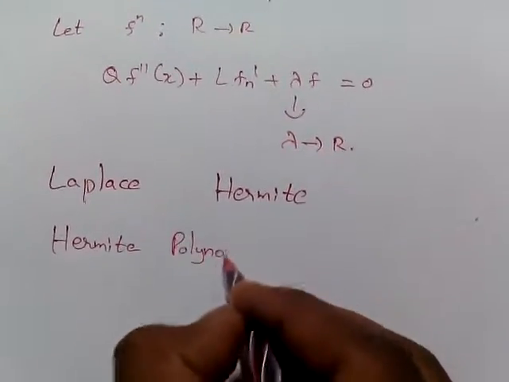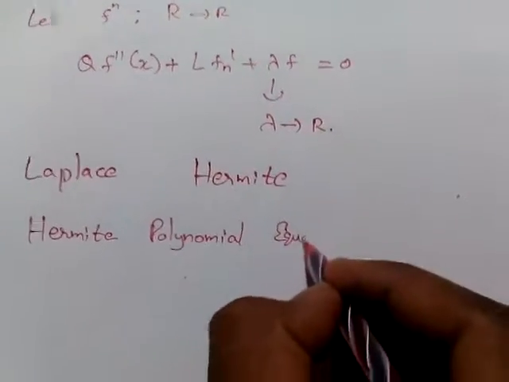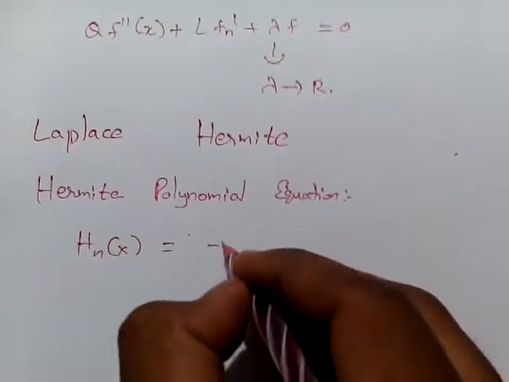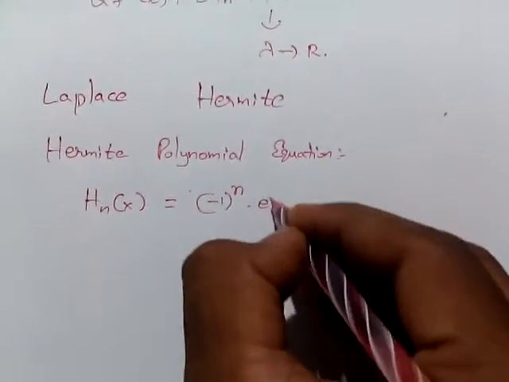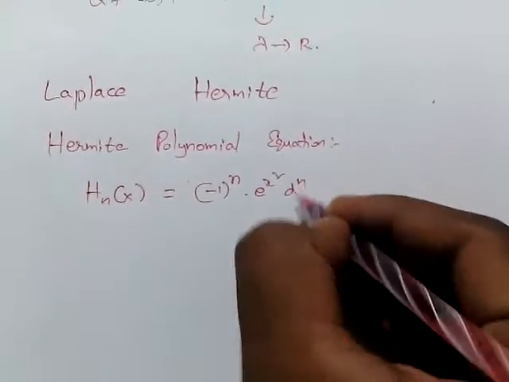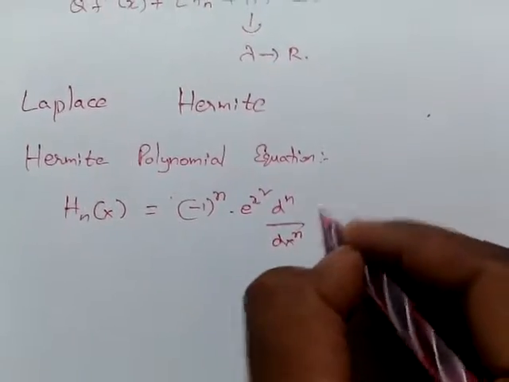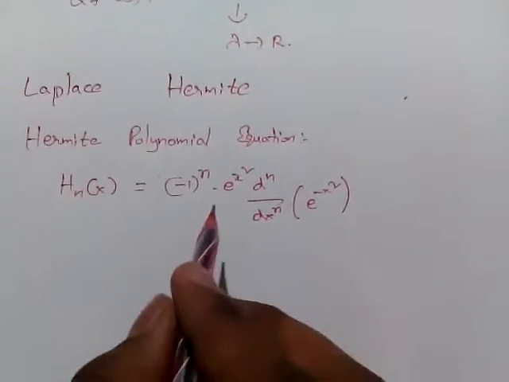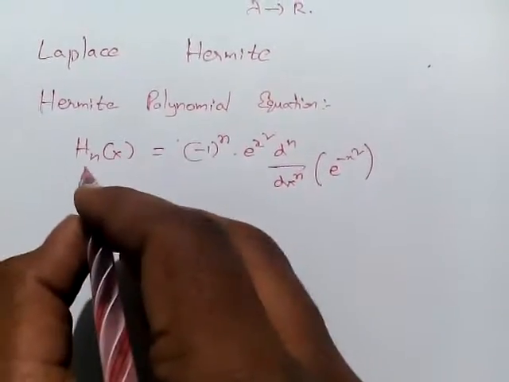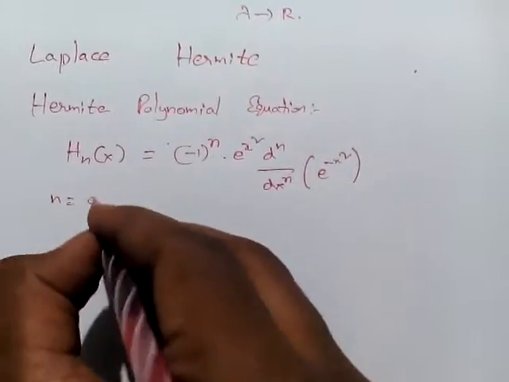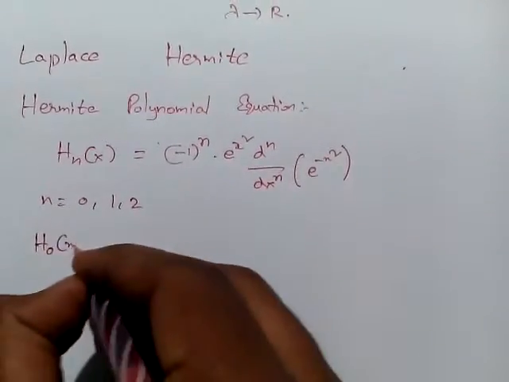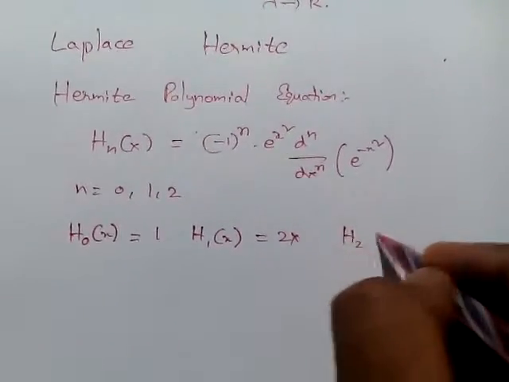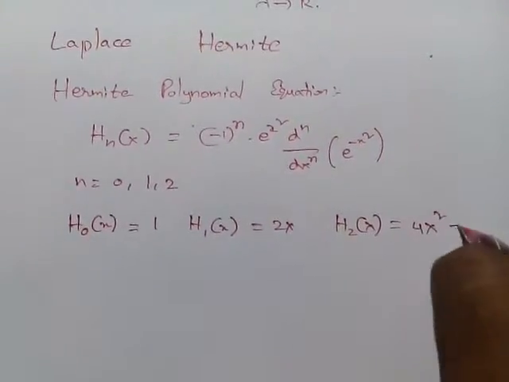Hermite polynomial equation: Hn of x is equal to (-1)^n e^(x^2) d^n/dx^n of e^(-x^2). This is the Hermite polynomial equation. Now substituting various values of n, like n is equal to 0 or 1 or 2, we will get H0 of x is equal to 1, H1 of x is equal to 2x, H2 of x is equal to 4x^2 minus 2.